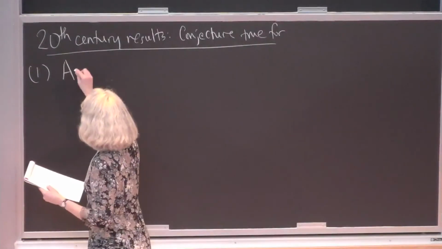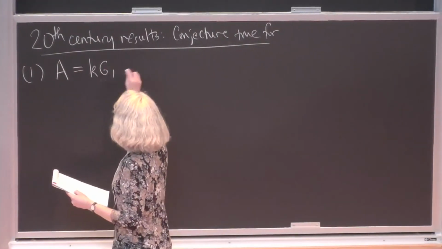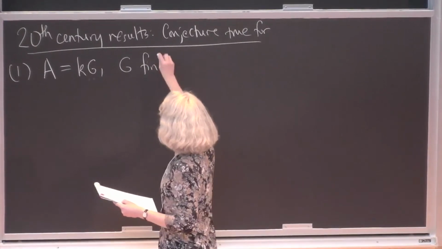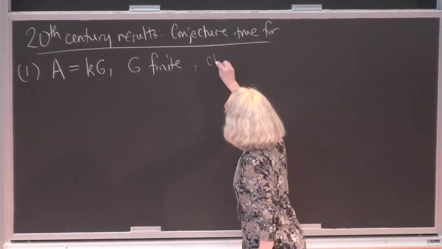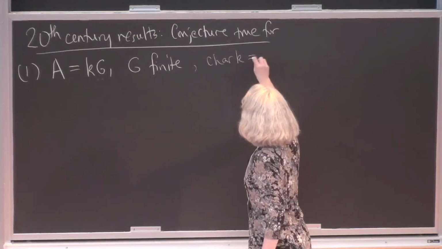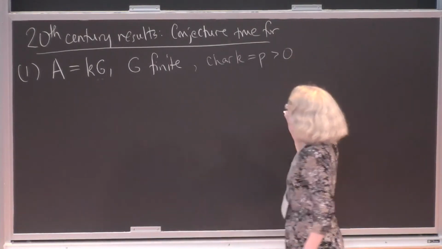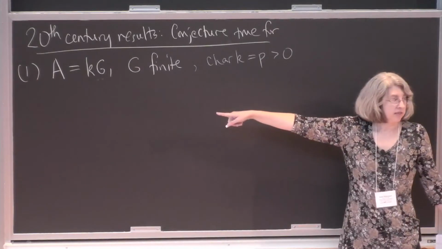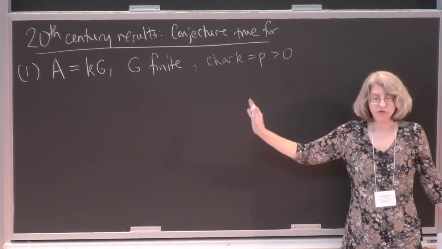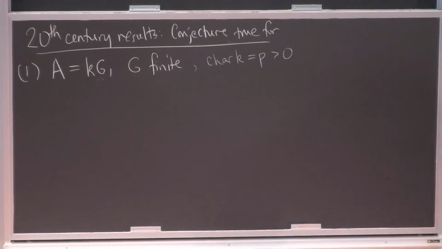The first one was the group algebra of a finite group. And here we really want the characteristic of the field to be a prime dividing the order of the group. Otherwise, the group algebra is semi-simple, and the cohomology is all in degree 0. There's nothing else.